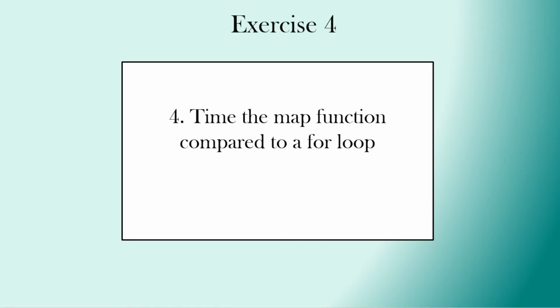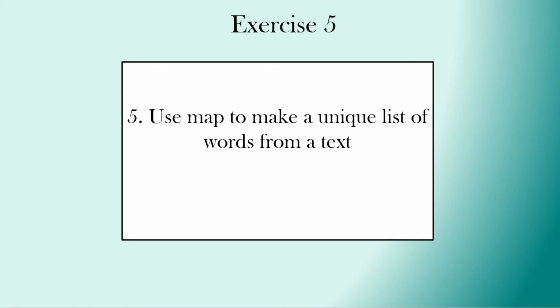Exercise 4. Time the map function compared to a for loop. Now exercise 5. Use map to make a unique list of words from a text. Don't worry about punctuation, but you might have some different case letters, some uppercase and lowercase. So you want a unique list of words from a text. That's exercise 5. Let's look at the solutions.